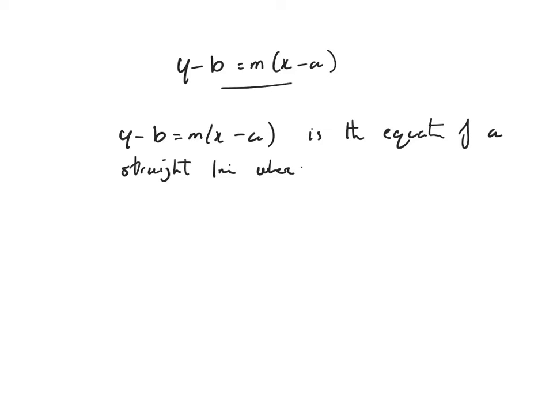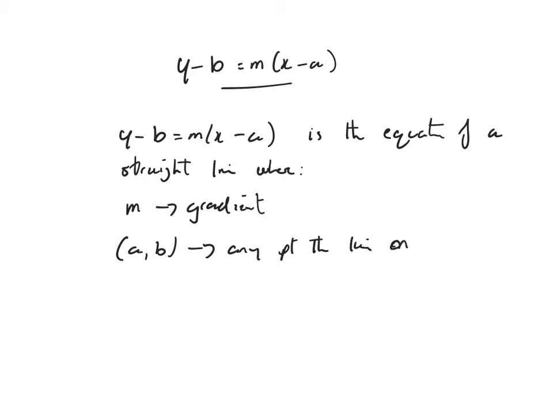Where m is the gradient and AB is any point that lies on the line. Okay, so m is the gradient and AB is any point that lies on the line.